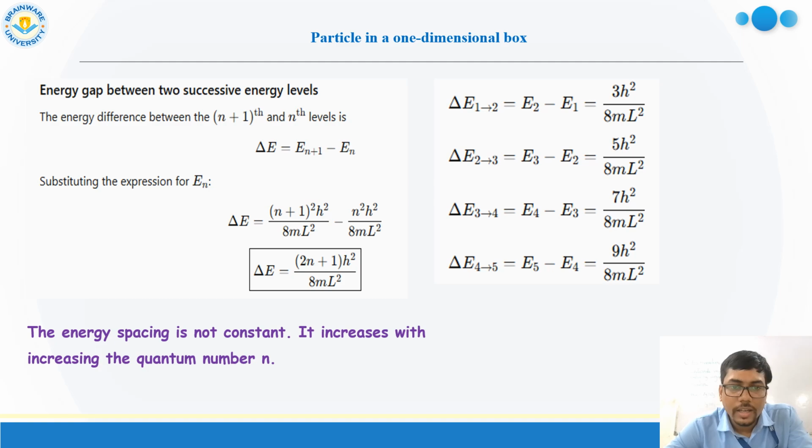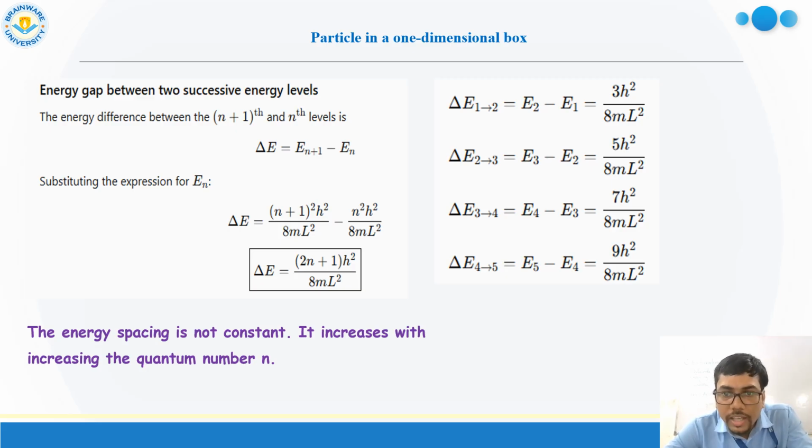So what is the energy gap? If you calculate in this case, in place of n you have to write n plus 1, and n, and you simply calculate, you will get delta E equals (2n plus 1) into h square by 8mL square. Okay. So with increasing n value, obviously this energy gap increases. So energy spacing is not constant.